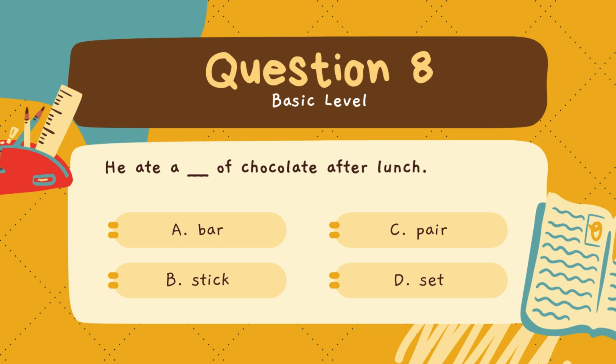Question 8. He ate a of chocolate after lunch. A. Bar. B. Stick. C. Pear. D. Set.